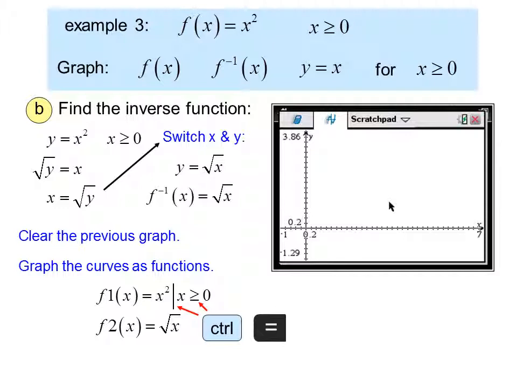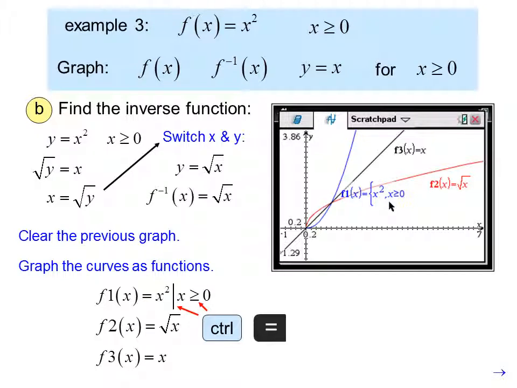f2(x) equals radical x. We can find, by the way, the vertical bar and the greater than or equal to symbol under the Control Equal menu. f3(x) equals x. And there's our graphs again.